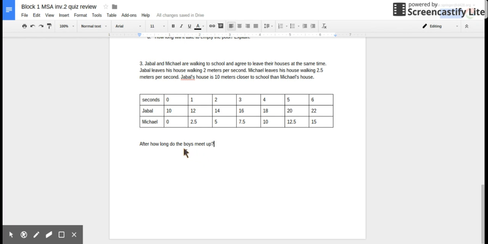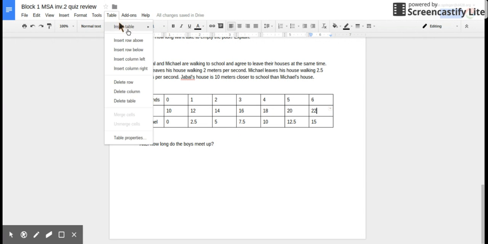And the question they ask us is, after how long do the boys meet up? Well, so far we see that at 6 seconds, they have not quite reached the same distance yet. Jabal is still ahead. So what you're going to have to do is continue the table until they both have the same distance. So you'd want to add rows or columns until you have the right amount.